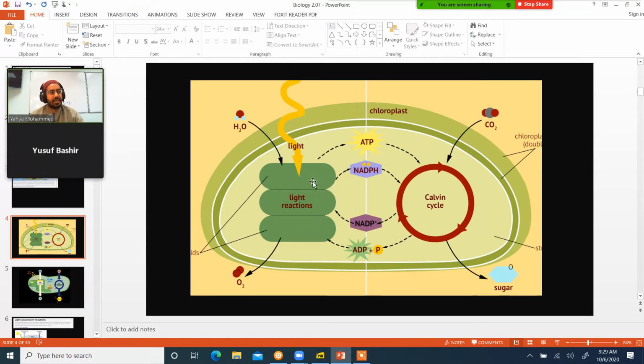Wait, wait, just a second. Let me just review this a second. So ATP is produced and NADPH is produced. You see the arrows coming off? It goes into this thing. Now, on the right side, these are the ones that don't require light, the light independent reactions. In this case, this is called the Calvin cycle that takes the carbon dioxide and turns it into sugar.